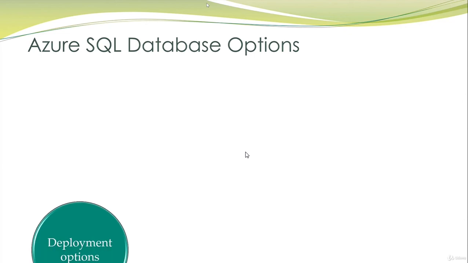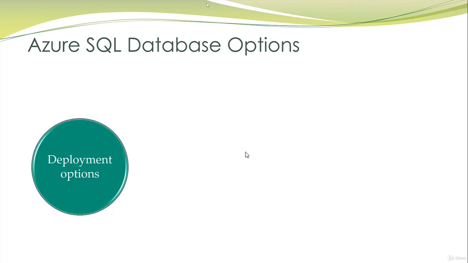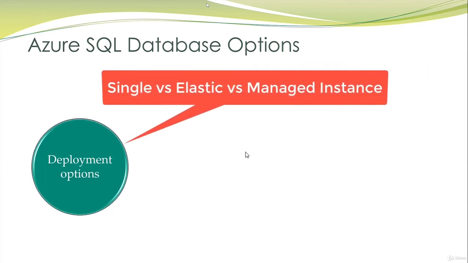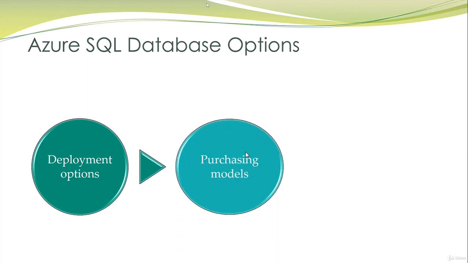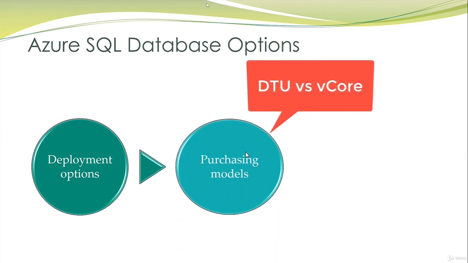The first one is the deployment option. You can choose from single database, elastic pool, or managed instance. After choosing the deployment option, you need to choose a purchasing model. You can choose from DTU based or vCore based. The DTU based purchasing model is only available for single database and elastic pool. The vCore based purchasing model is available for all the deployment options.